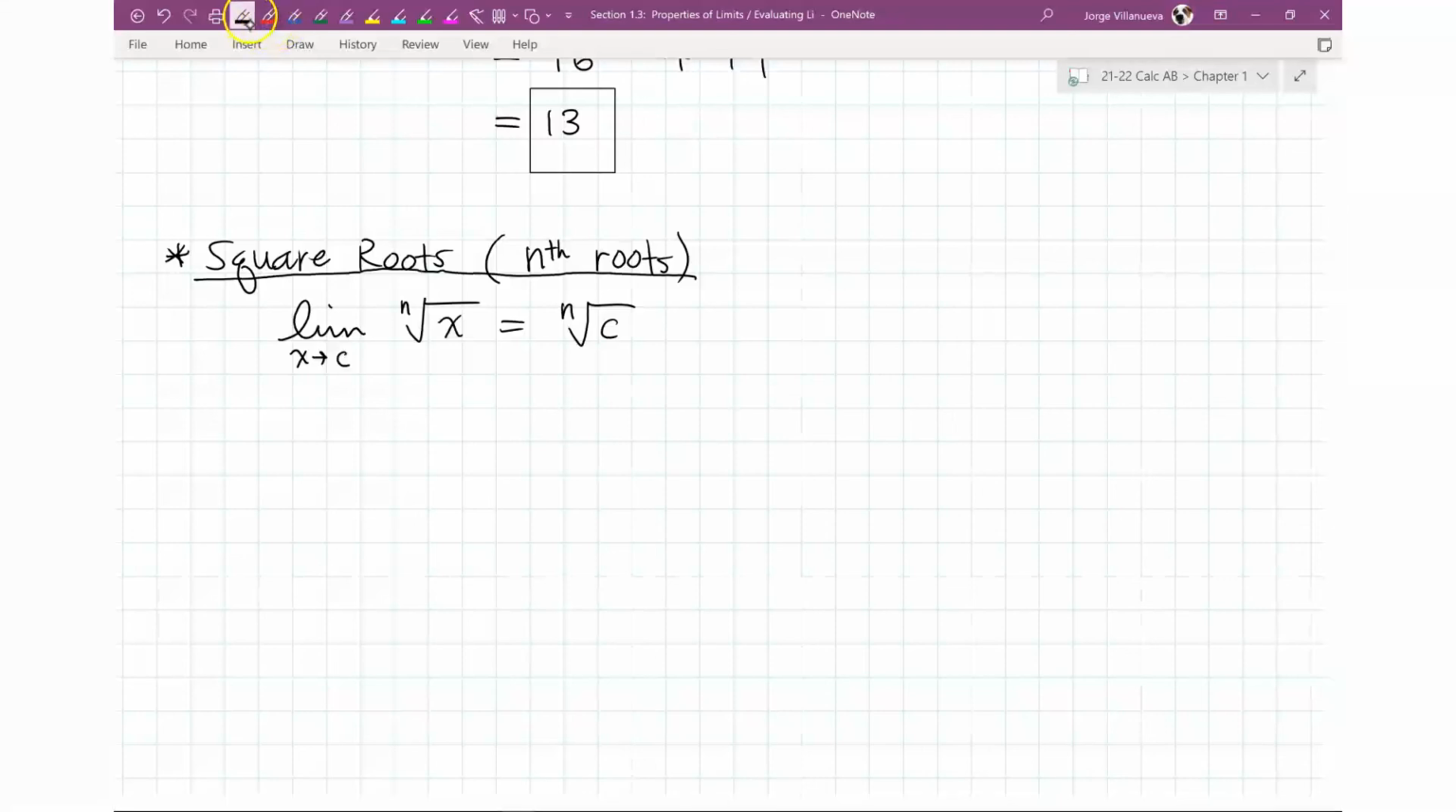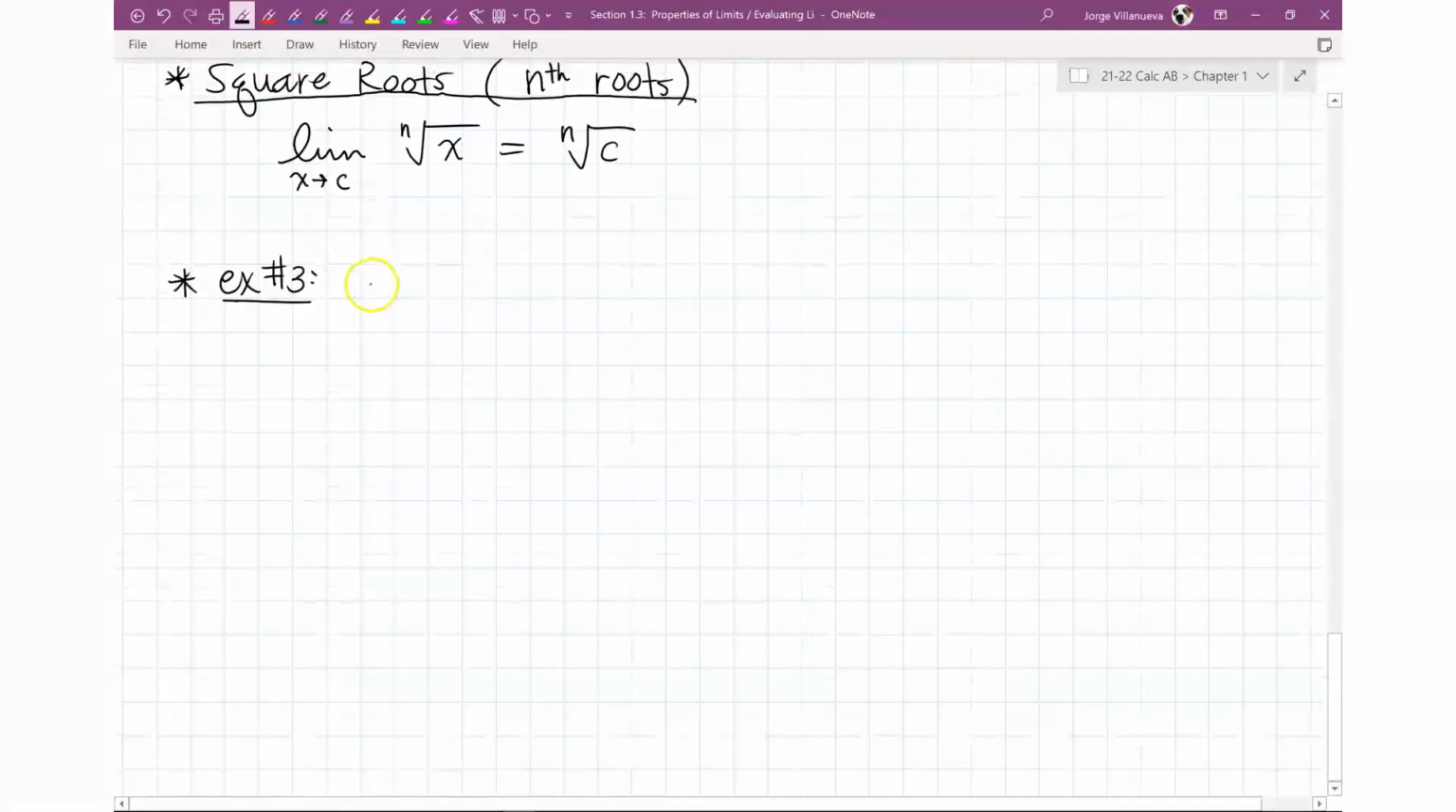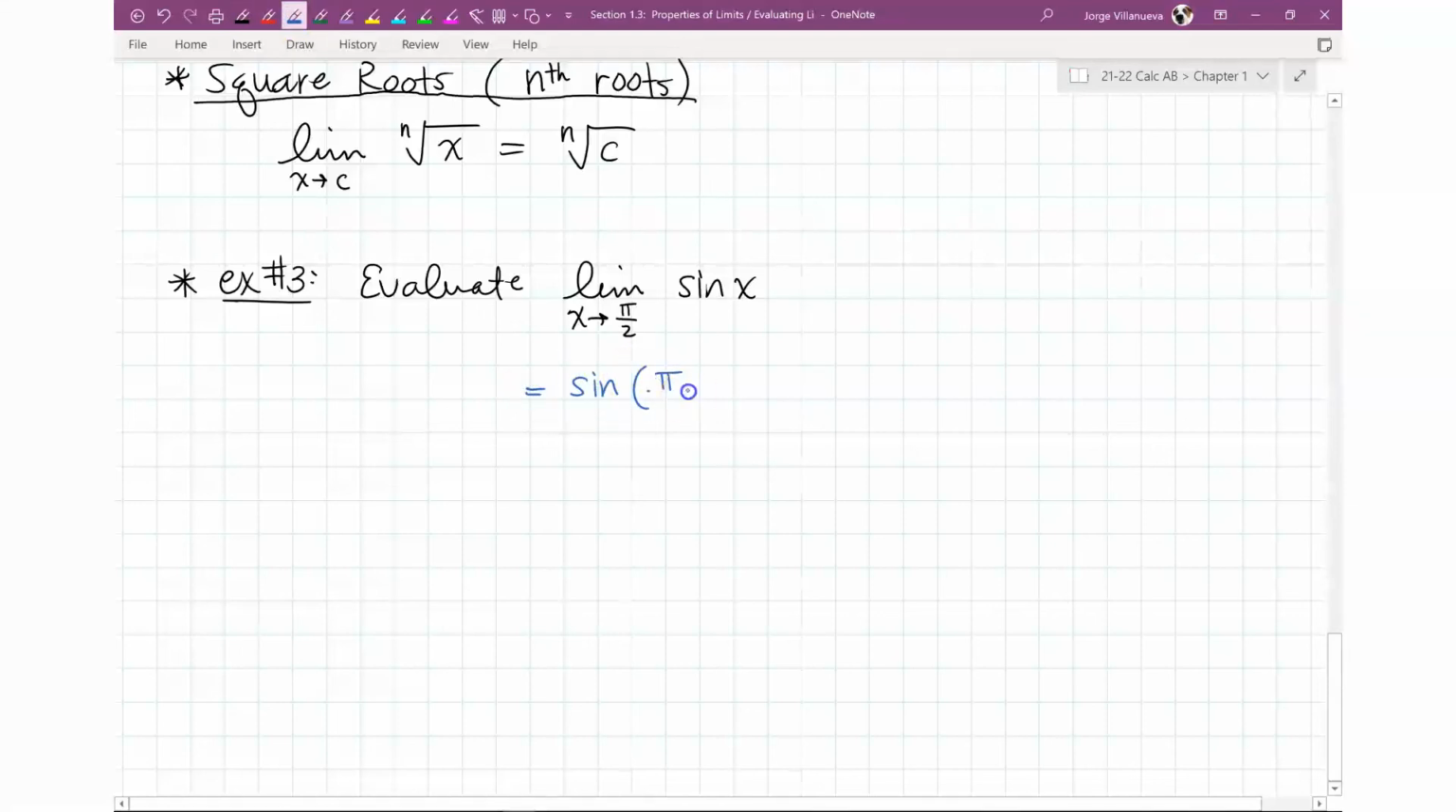For example, if I were to tell you to evaluate the limit as x approaches pi over 2 of sine of x. Okay, it works just the same. Sine of x is a function, so you're just going to plug it into your function. So this becomes sine of pi over 2, which is, what is it? 1, yeah, just 1.